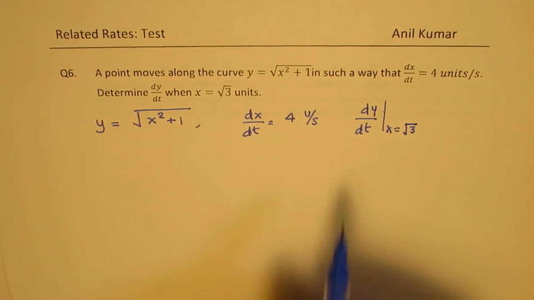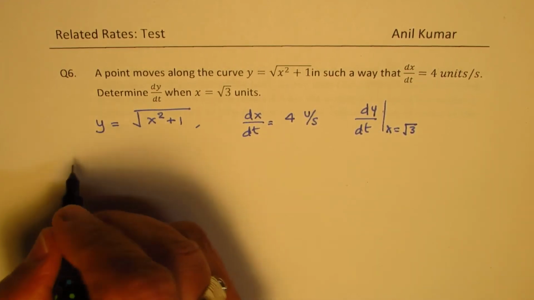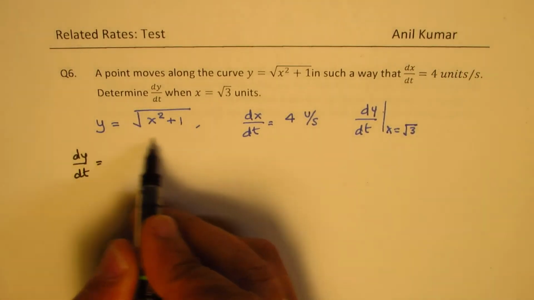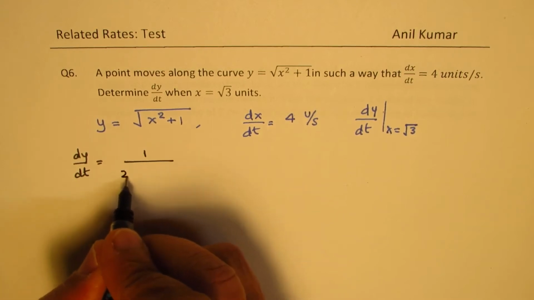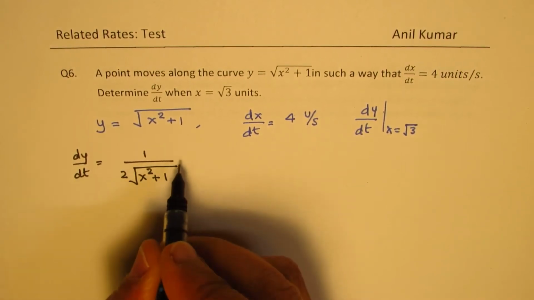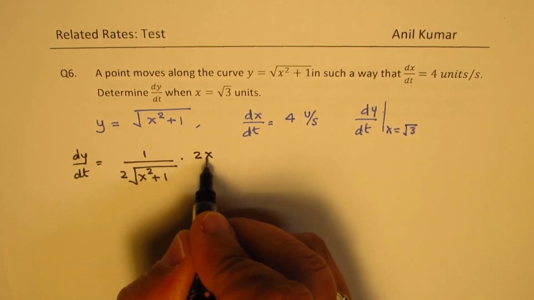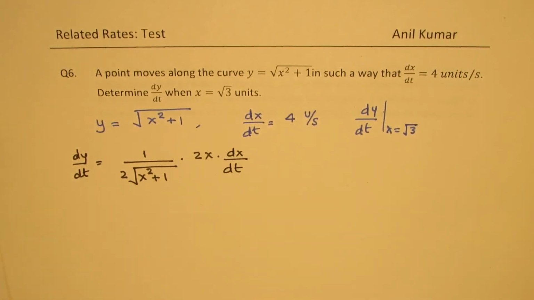So let's find the derivative here. We get dy/dt equals what? dy/dt is equal to, now that is to the power of half, so it will be 1 over 2 square root of x square plus 1, times the derivative of the inside function, which is 2x times dx/dt, since we are differentiating with respect to x.